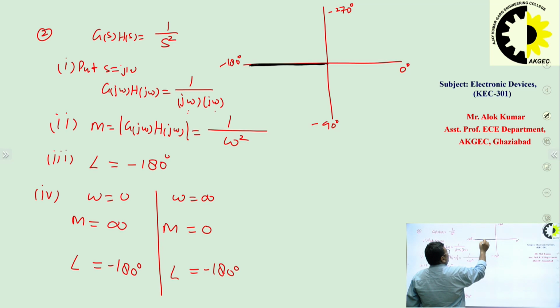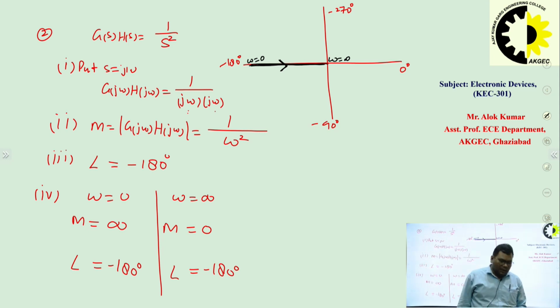Okay, and here we have omega is equal to 0 because it is tending to infinity, so magnitude is infinity, and at omega is equal to infinity, magnitude is 0 and direction will be from lower frequency to higher frequency. So this will be the polar plot for 1 upon s square, right? In these two cases we have taken the origin poles.